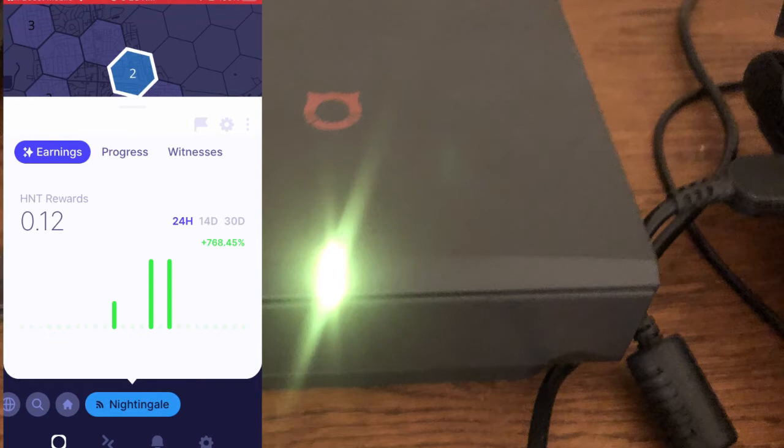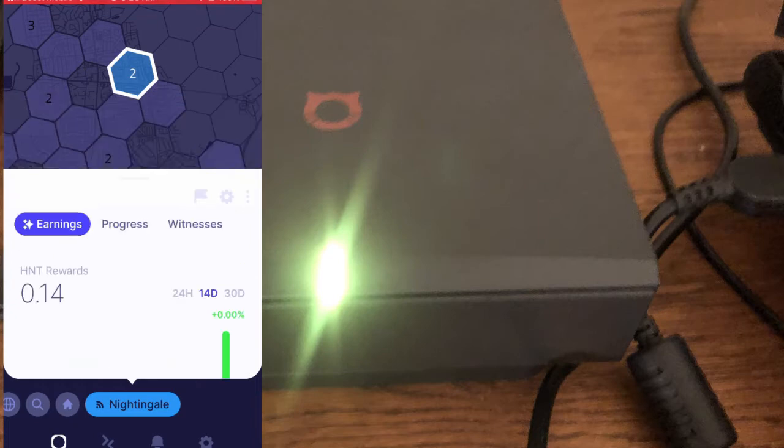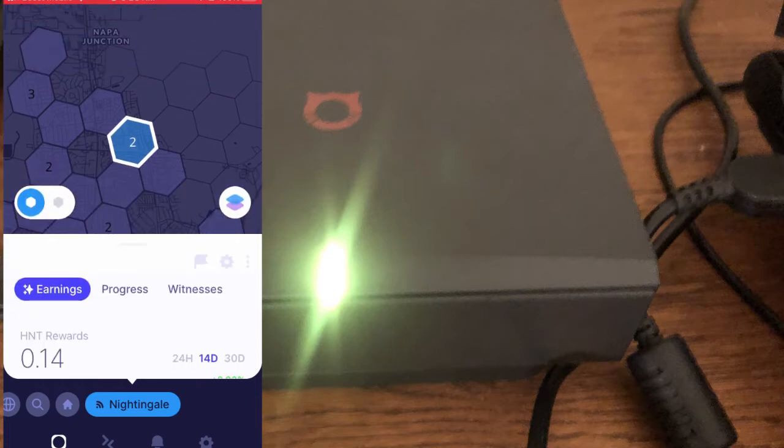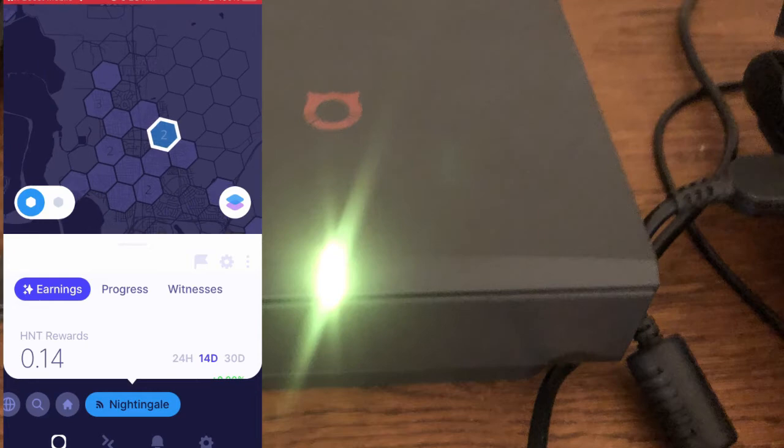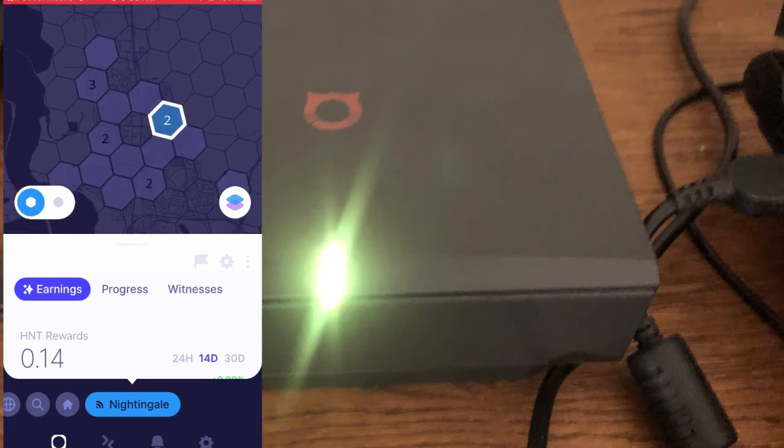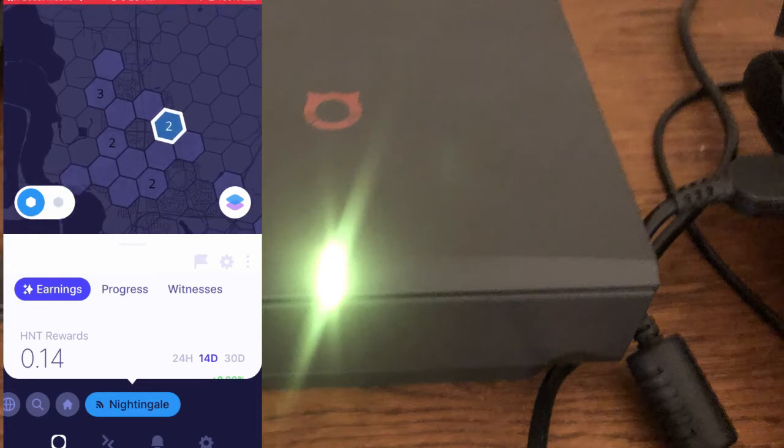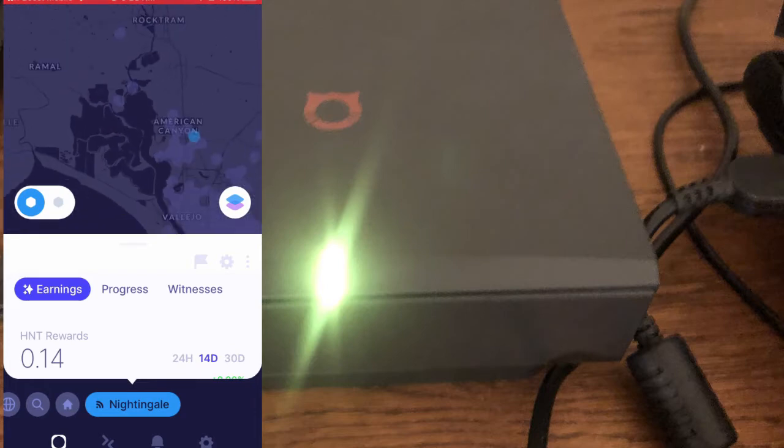So look at that. I've earned 0.12 HNT in the past 24 hours. In the past 14 days, it's saying that I've earned 0.14, but I haven't had this for more than 3 days since it arrived and I set it up and stuff.